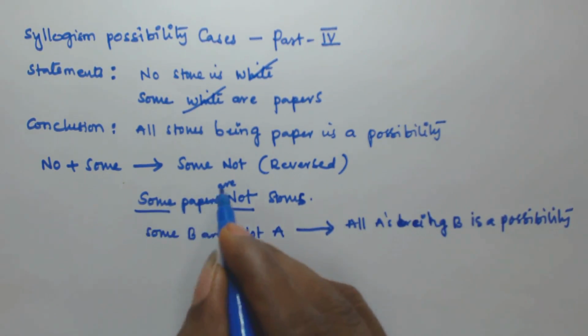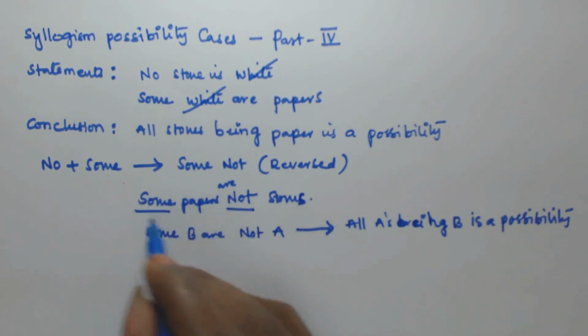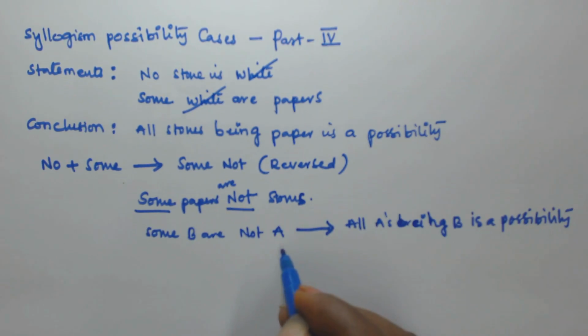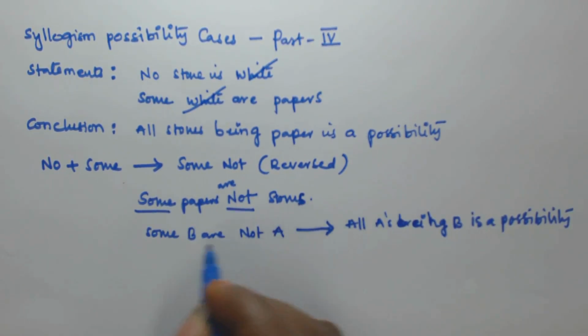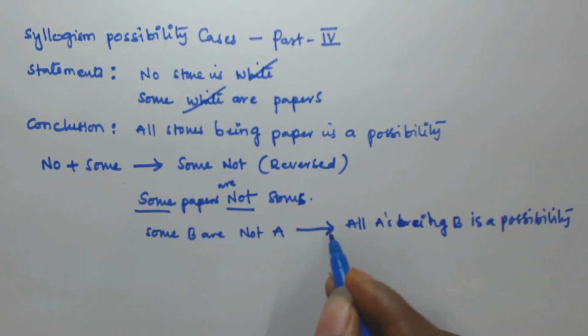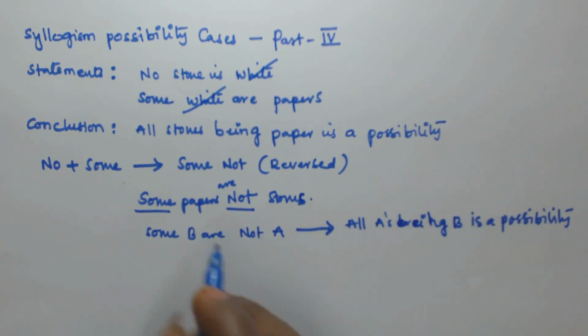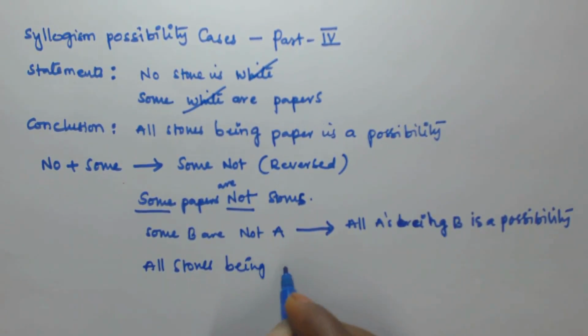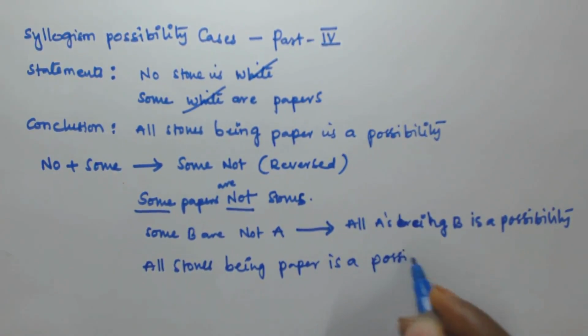So according to that, some papers are not stones. This rule I told in the previous video, so please refer to that video before watching this one. If some papers are not stones, that means if some B's are not A, then all A's being B is a possibility. So this one is: all stones being paper is a possibility. So the given conclusion is true.